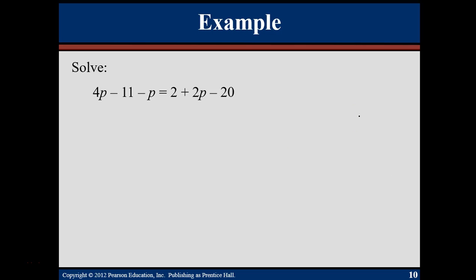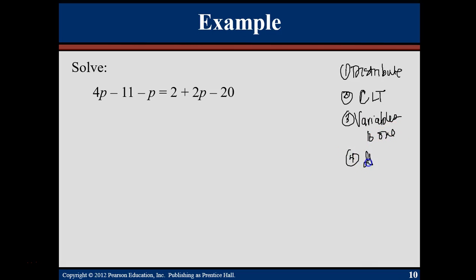(4p minus 11 minus a p) equal to 2 plus 2p minus 20. Our list is getting longer. Distribute? Well, not this time. Combine like terms? Yes. Get variables to one side? Yes. And I'm going to add in one more, and that is to get numbers to the other. To solve an equation, you want all the stuff with letters on one side and all the stuff without letters on the other.